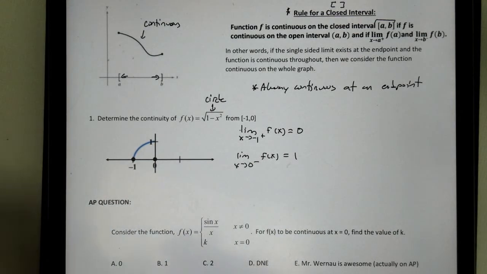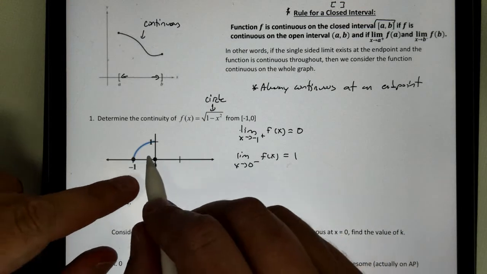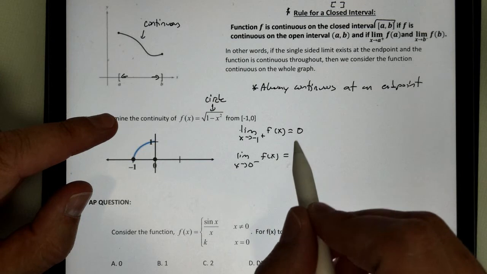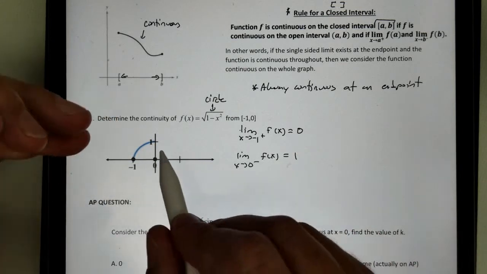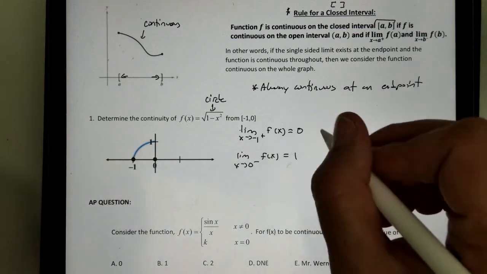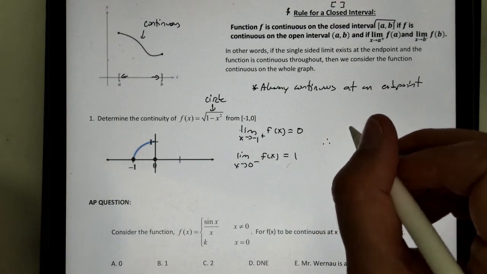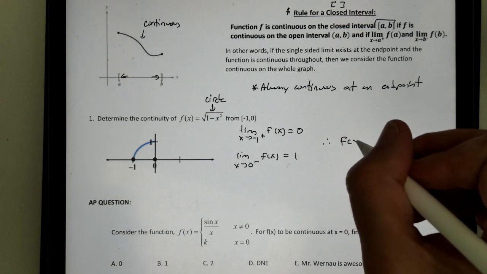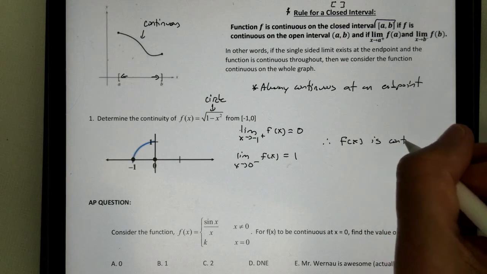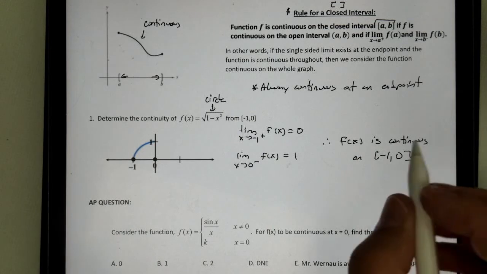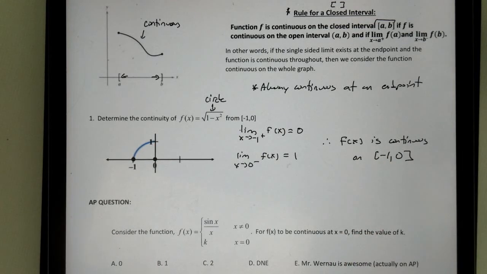But what this does tell us is, because this is a closed interval and the limit exists on the one-sided limits, then this function will be continuous on the domain from -1 to 0. So we can say, therefore, f of x is continuous on that interval, on the domain -1 to 0. We're not going to use soft brackets. It's just a very special case for us. And there's our answer right there.